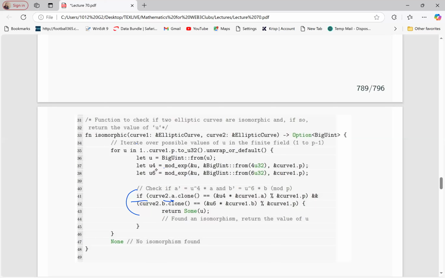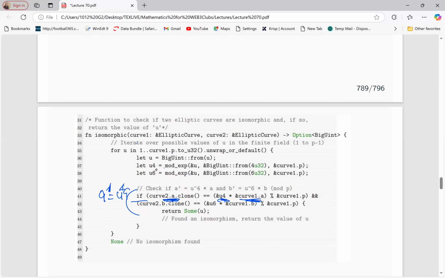If A of the second curve, that's what we call A prime, equals u raised to 4 times A of the first curve. I don't know whether you see what I'm referring to. So this is just a comparison to try and find if the condition is met, if the condition that A prime is supposed to be u raised to 4 times A.